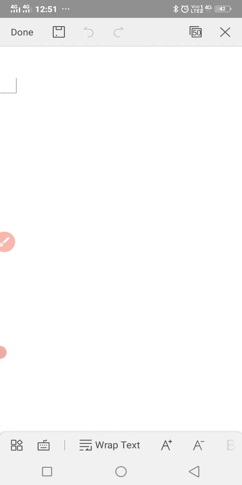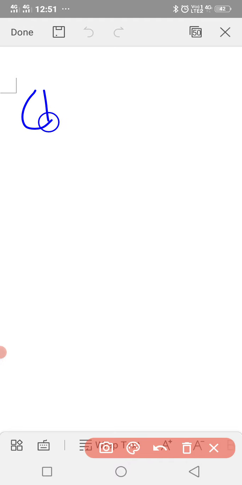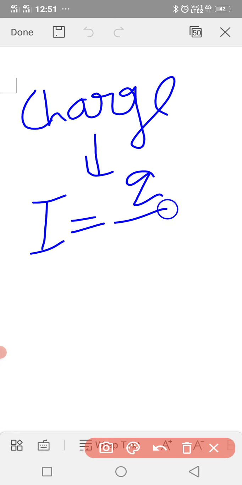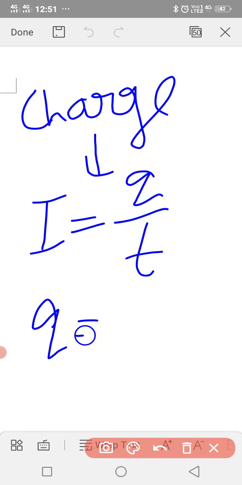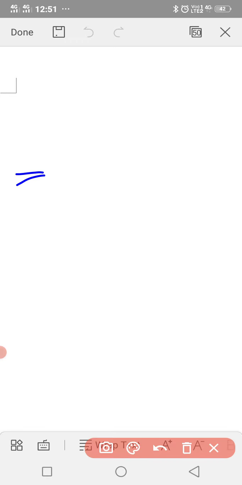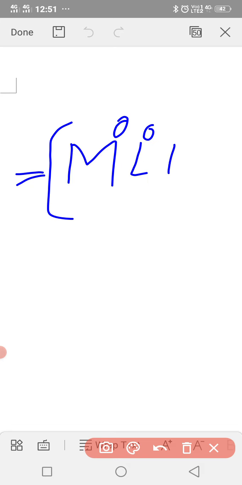Now let us see the dimensional formula of charge. We know that current is equal to charge per unit time. So charge will be equal to current into time. The dimensional formula of current is ampere, as I told you, and T means T. So the dimensional formula of charge is AT only, or if you want to write it in the most elaborated form, you can write M naught L naught T A. So this is the dimensional formula of charge.